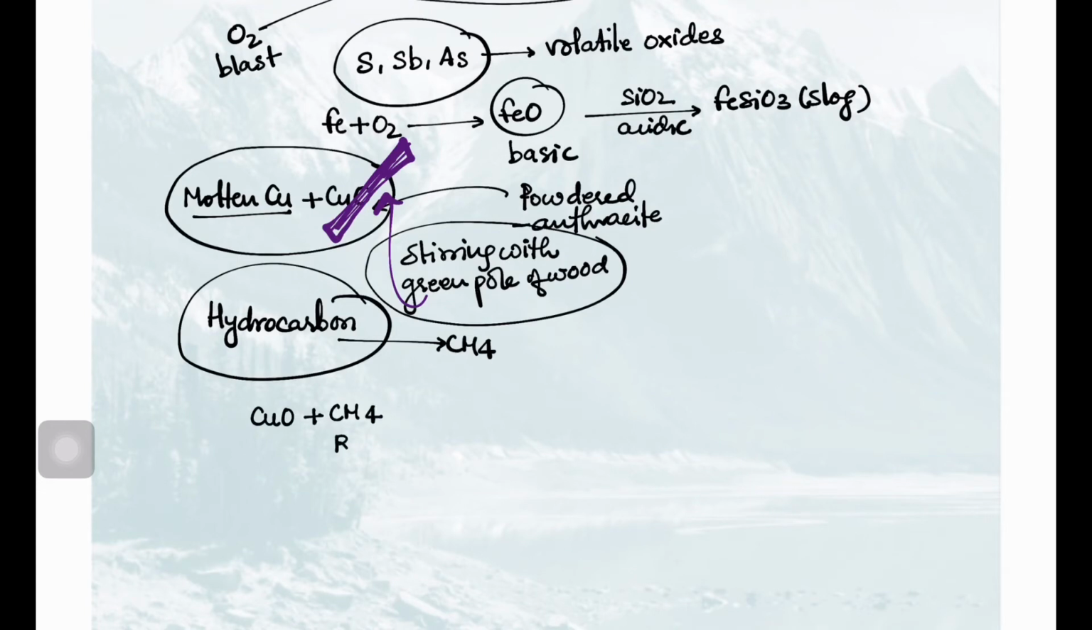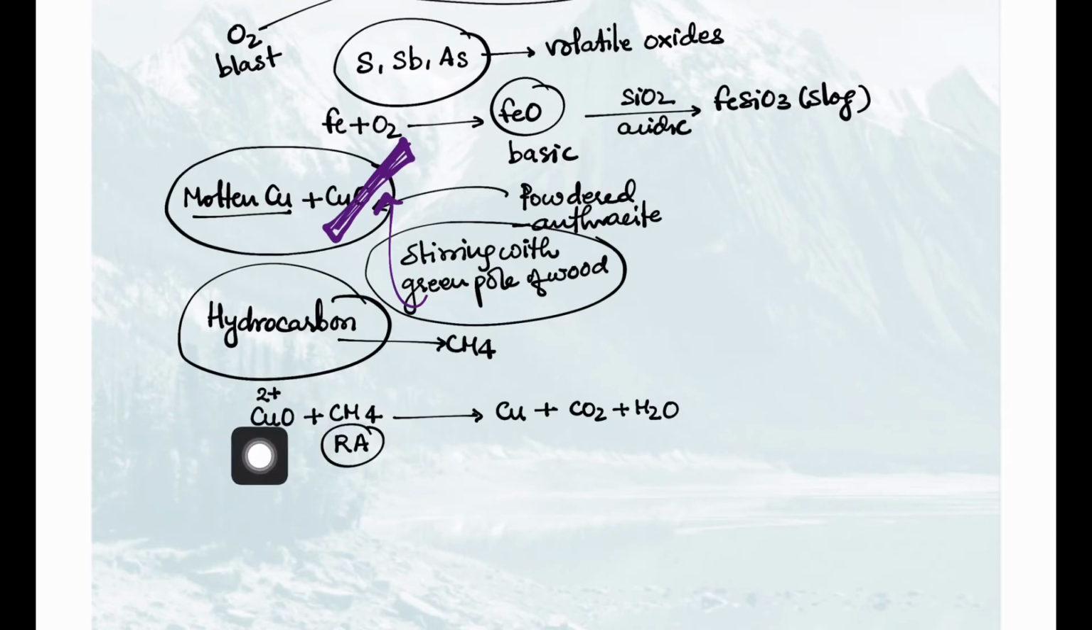will act as a reducing agent, will reduce the copper 2 oxide from +2 oxidation state to copper, and itself will get oxidized to CO2 and water. Okay, so this is the overall reaction in which reduction of CuO is taking place and we are getting copper metal. So CuO is being converted to copper metal.